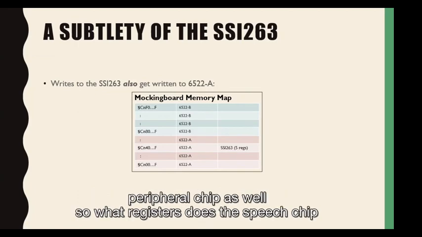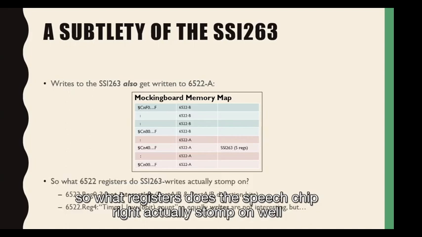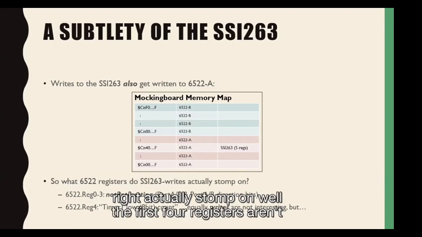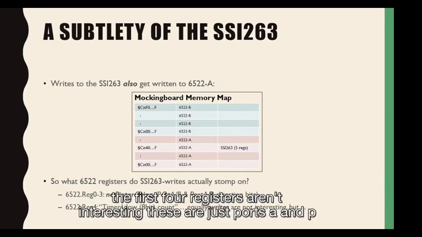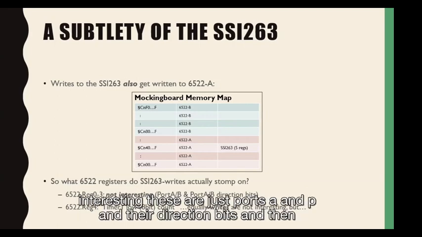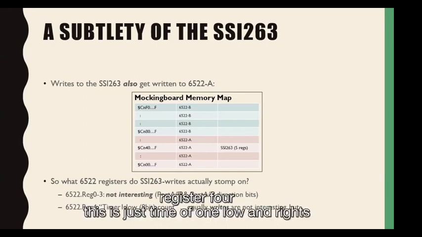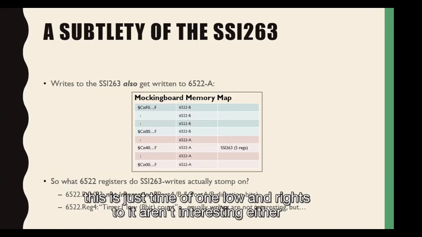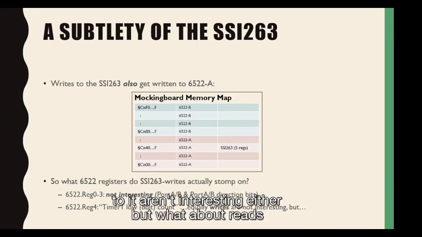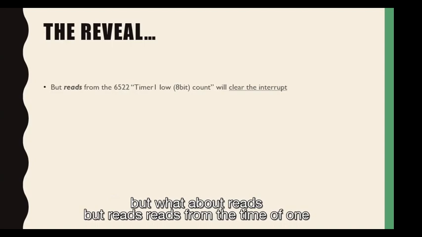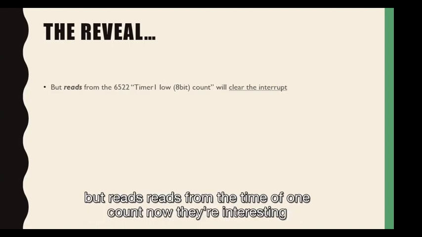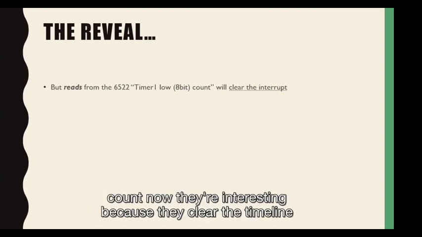So what registers does the speech chip write actually stomp on? Well, the first 4 registers aren't interesting. These are just ports A and B and their direction bits. And then register 4. This is just timer 1 low, and writes to it aren't interesting either. But what about reads? Reads from the timer 1 count, now they're interesting because they clear the timer 1 interrupt.